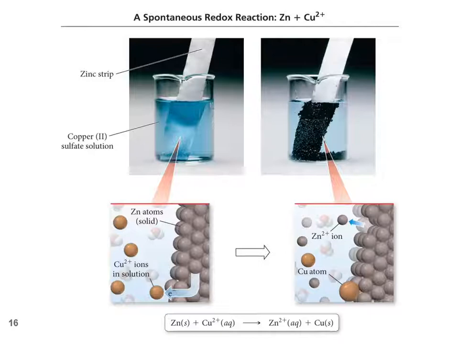Now, if you put a strip of copper into a solution with zinc ions, nothing happens. You would have to put energy into it to make that happen, because zinc has a greater tendency to give up electrons than copper does.